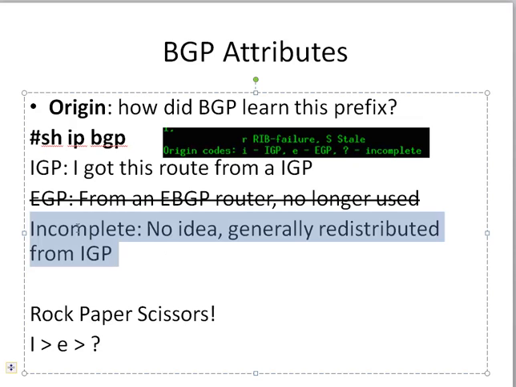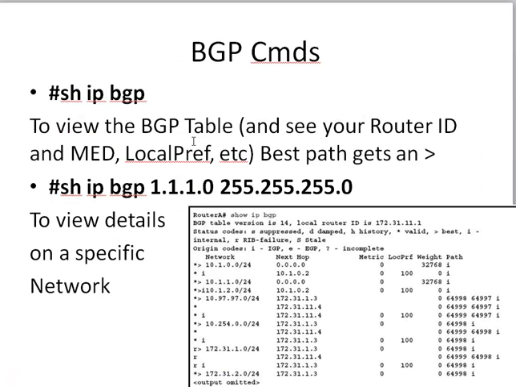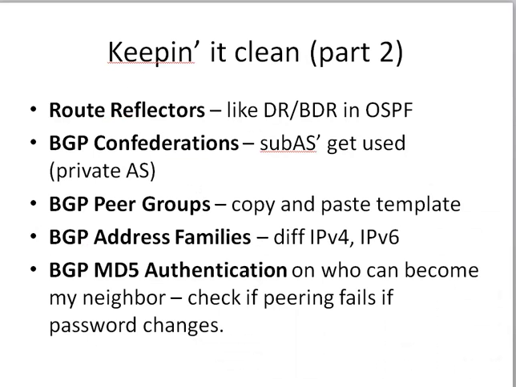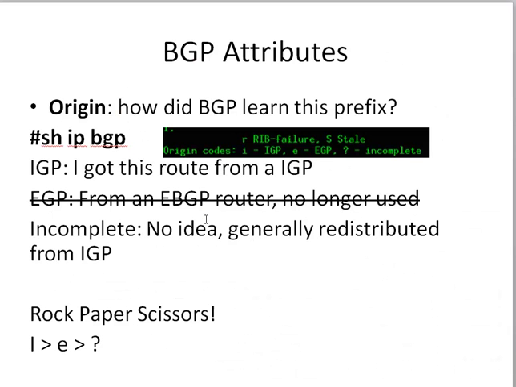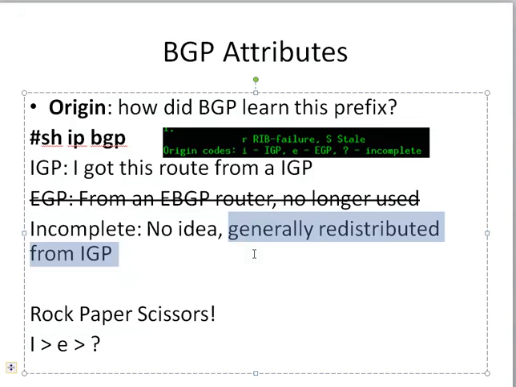Or incomplete, which is a question mark. From BGP's point of view, it pretty much says I have no idea how to learn this. It just popped up in my BGP table, which in this case I don't see anything here. Generally, from what I've seen, it's being redistributed from an interior gateway protocol, whether you redistribute via a prefix list or a distribution list, or just straight up redistribute static into BGP.